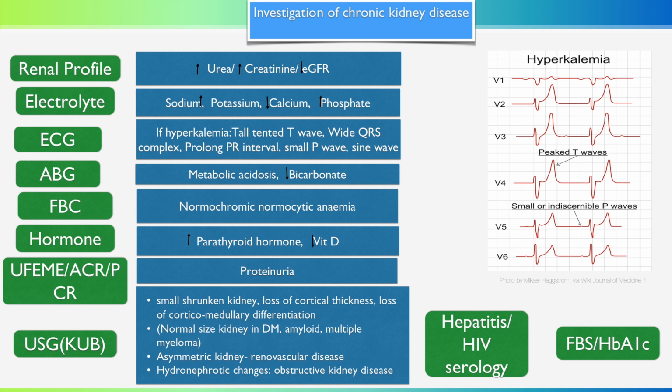In some conditions, you will be able to see a normal kidney size in diabetic patients, amyloid nephropathy, or multiple myeloma cases.